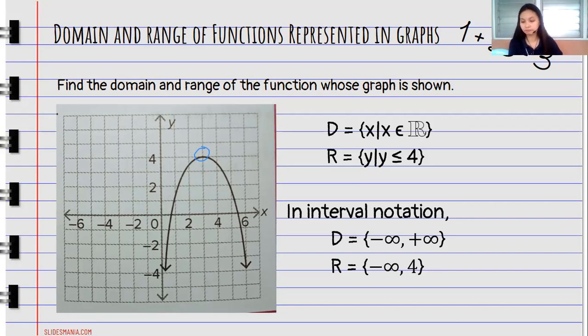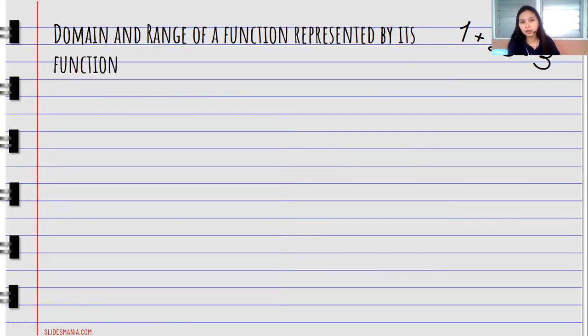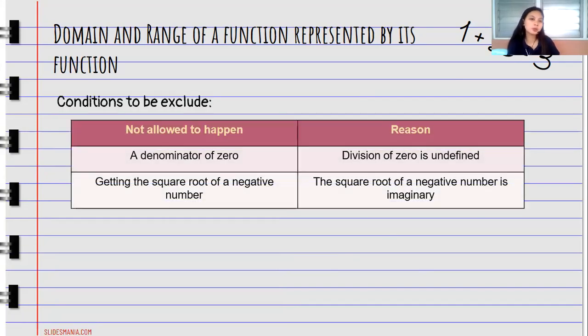Questions po? Clarifications, if any? Baka po may questions. Siguraduhin pong naiintindihan ha. Next. Domain and range of a function represented by its function. Conditions to be excluded. Not allowed to happen. Ayan, wait lang, may nag-chat.